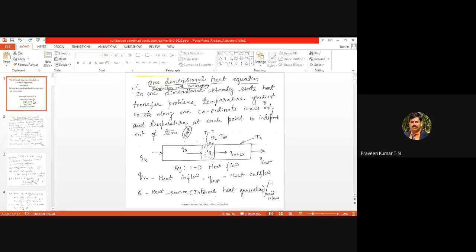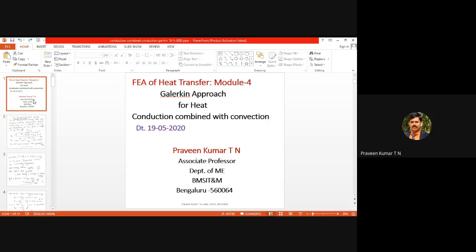So you have started with the equation, conduction combined with convection. You have already finished one derivation, the Galerkin approach for heat conduction. Now, for conduction combined with convection, we are adding an additional term, that's a convective term. That's all. If you are familiar with the conduction equation, which you finished about one week ago, then conduction combined with convection will be easy for you.